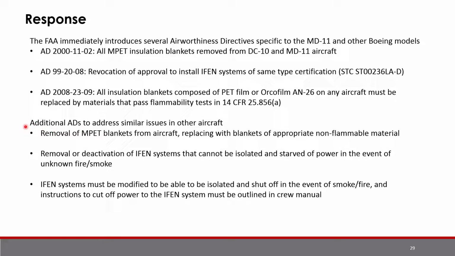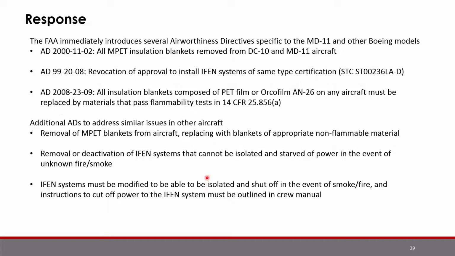And there are also a few other ones that were more blanket, no pun intended, for other aircraft, which is removal of these flammable blankets, and removal or deactivation of those entertainment systems that cannot be isolated in the event of an emergency. So they could actually get those systems approved if they could show that the entertainment network systems could be starved of power in the event of smoke. And also, airlines must be able to train crew and have manuals on board the aircraft that instruct on how to shut off that power to non-essential systems.